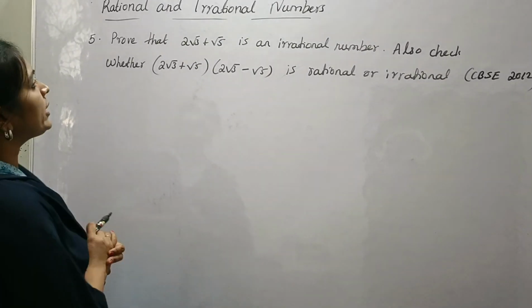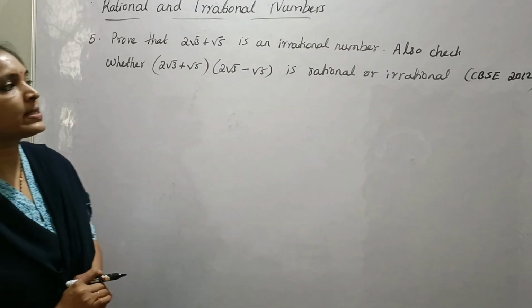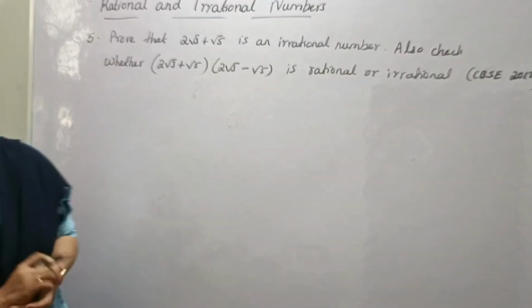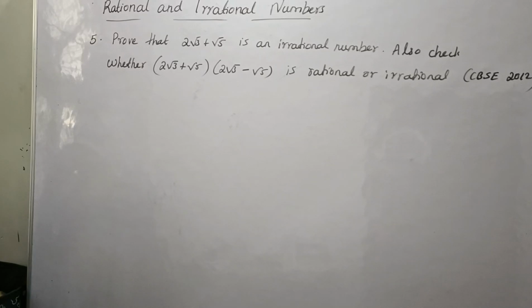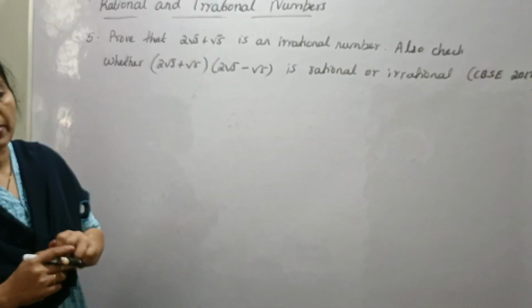Prove that 2 root 3 plus root 5 is an irrational number. Also check whether 2 root 3 plus root 5 into 2 root 3 minus root 5 is rational or irrational. An important question. So first of all we have to prove 2 root 3 plus root 5 is an irrational number by the method of contradiction.